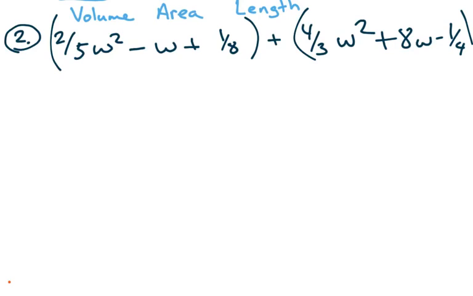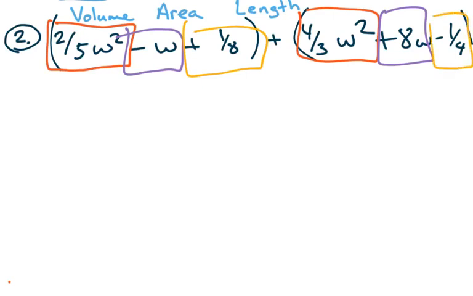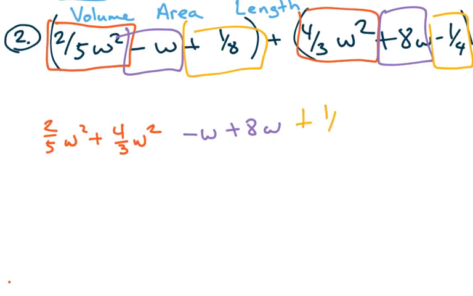But in any case, take a look at number 2, see if you can solve that on your own. And let's go on and take it together, assuming that you've already solved this and you paused the video. So you'll see I'm putting the w squares together. I'm putting the w's together. And I'm putting just the numbers together. So we would have to put 2/5 w squared together with 4/3 w squared. And we would have to put negative w with 8w. And then we'd have to put 1/8 with negative 1/4.